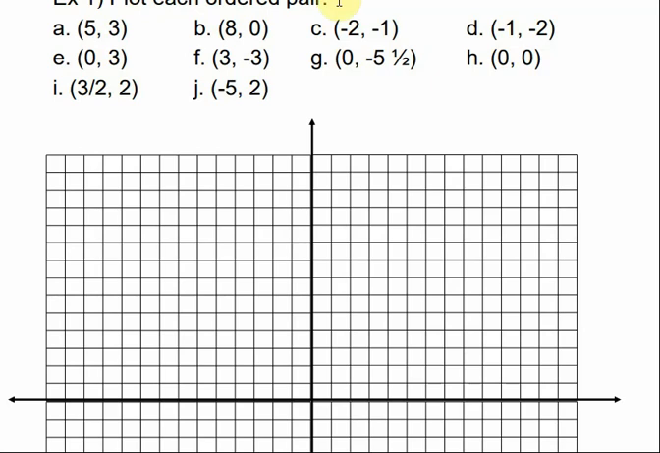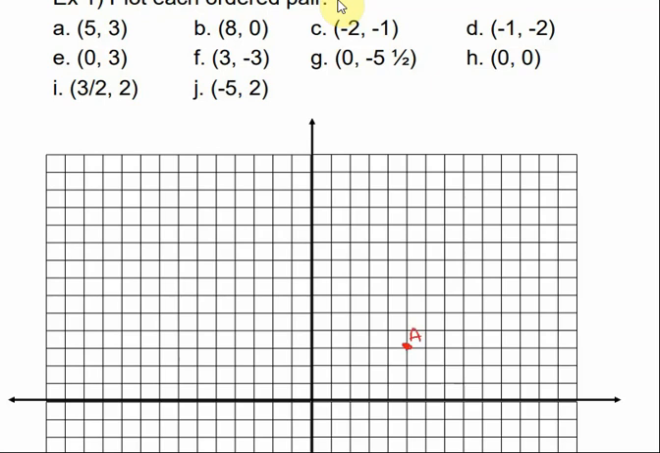So this first point that we're going to plot is 5, 3. We start at the origin, and the coordinates of the origin are 0, 0. All right, so if we're at 0, 0, if we go 5, 3, we're going to go to the right 1, 2, 3, 4, 5, and then we go up 3, 1, 2, 3. So that would be point A.